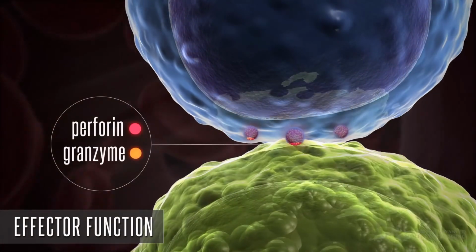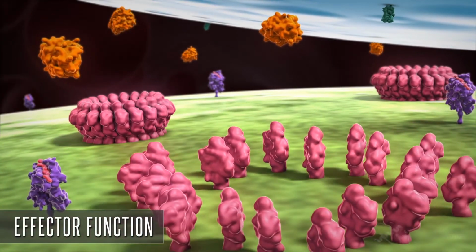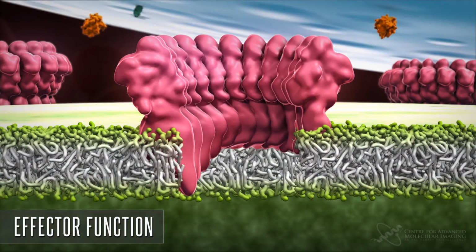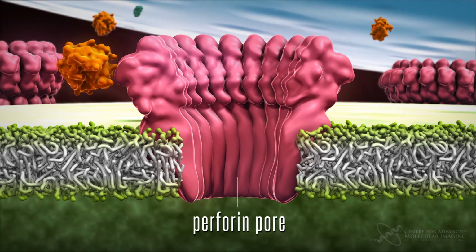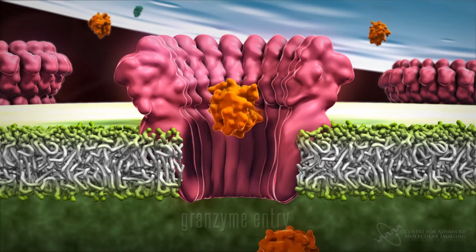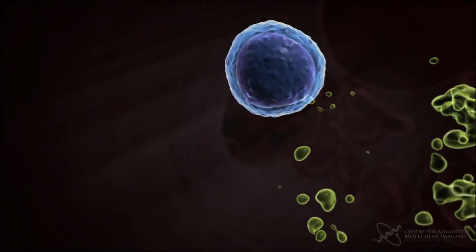And then the effector function, including the secretion of two enzymes, perforin and granzyme. The perforin drills holes in the surface of the target cells, and then the granzyme will enter into the target cell and lyse the target cell.